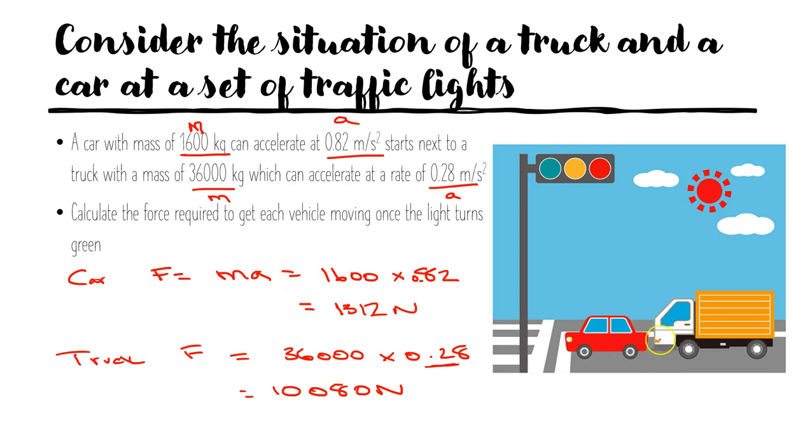If we consider that we have engines of the same size, or the engines are producing the same amount of thrust here, it would take the car a lot less time to generate that amount of newtons from its engine than it will take the truck. So the car will be able to accelerate away from the lights at a much faster rate.